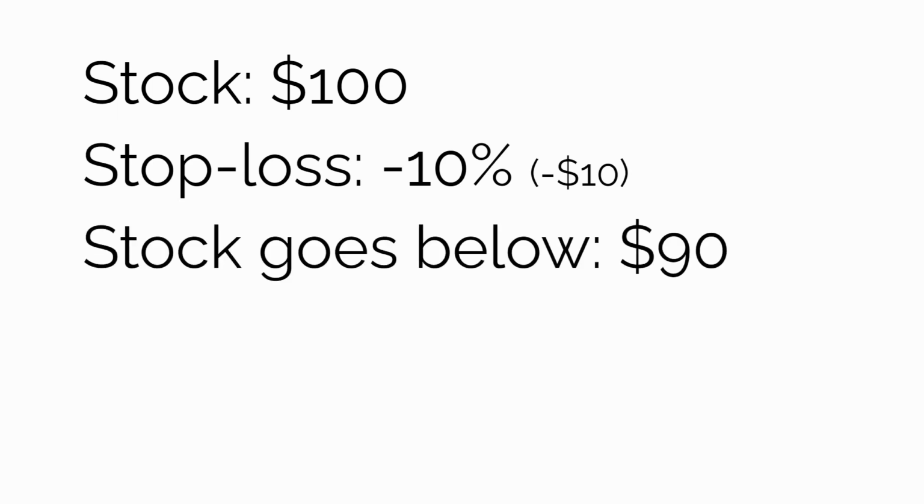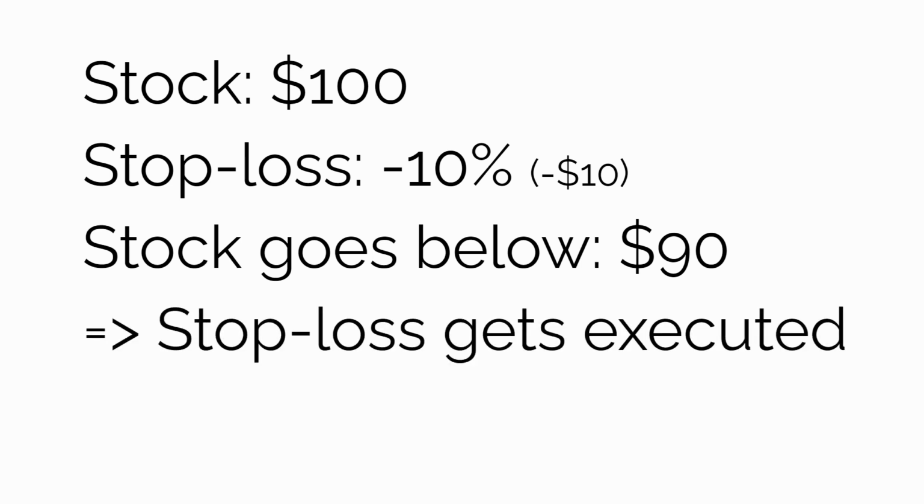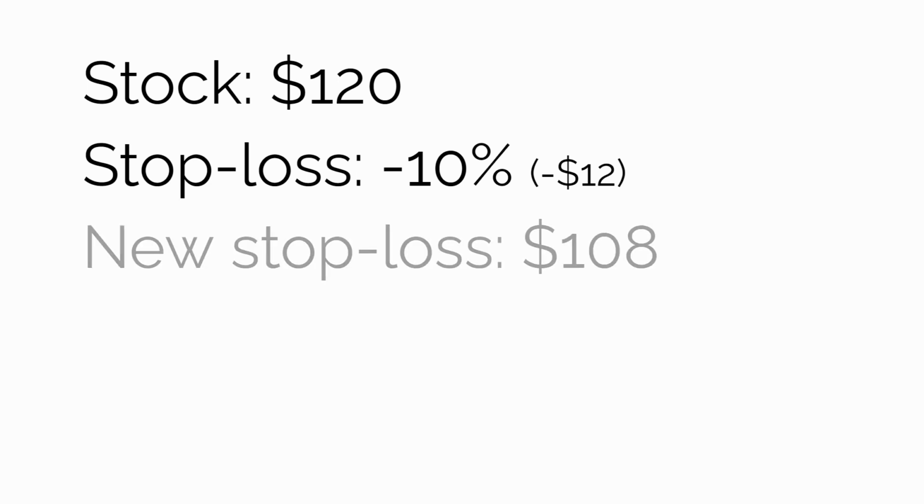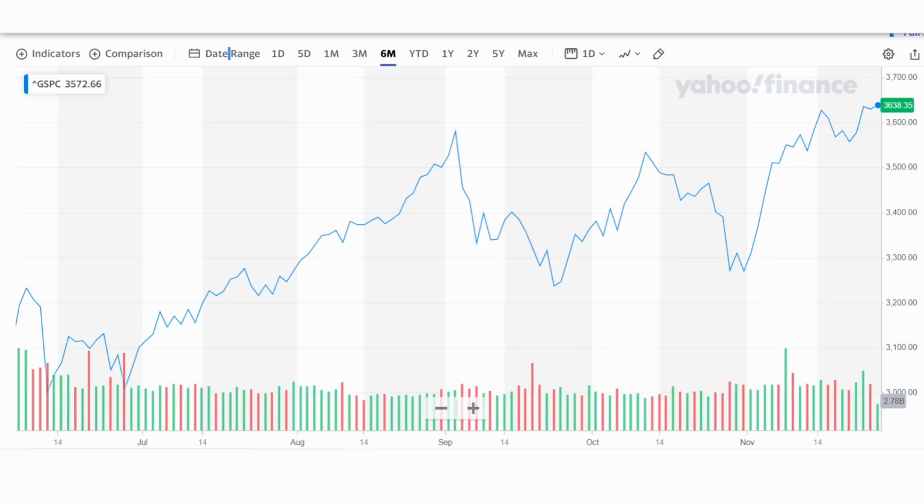So that means if the price goes below $90, the stop loss gets executed. Now, during a month, the price grows by 20% and the stock price is now $120. A trailing stop loss will automatically adjust to a new price. So your stop loss would be 10% from $120, so $108 would be the stop loss. As long as the price is going in the right direction for you, the stop loss will automatically adjust.